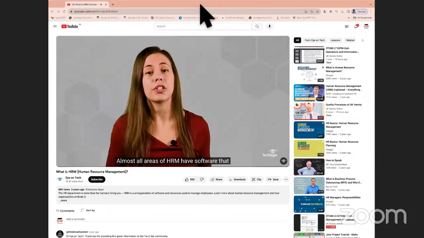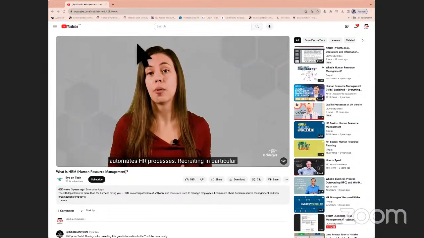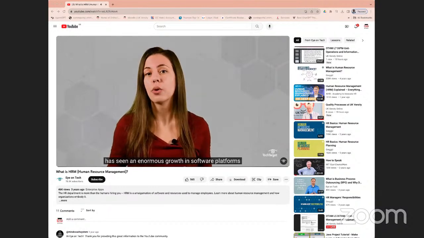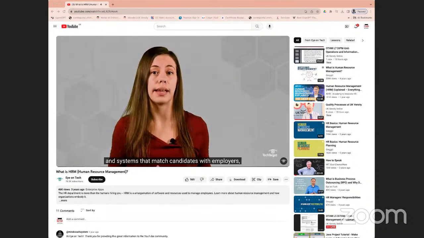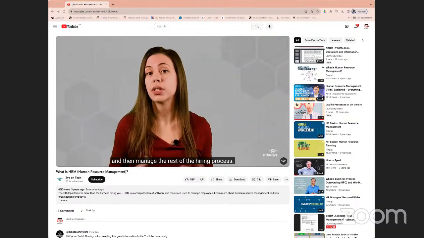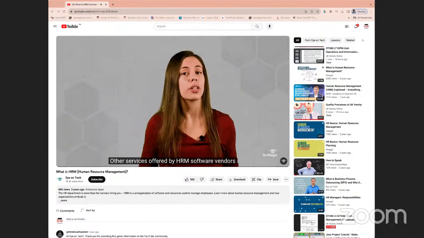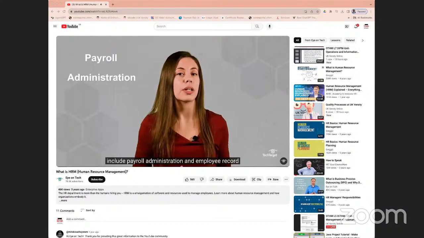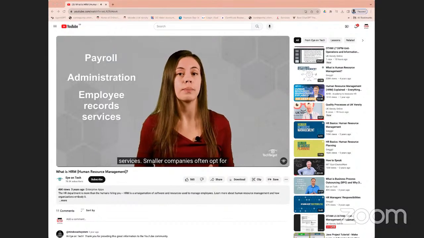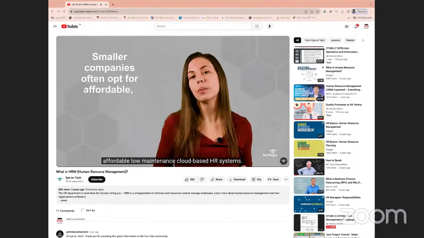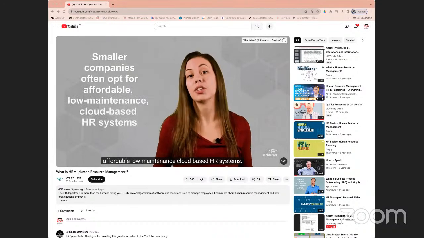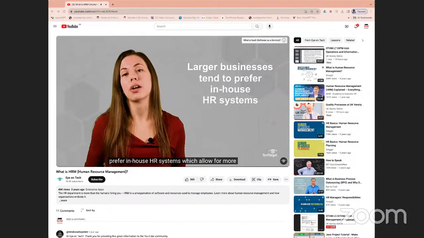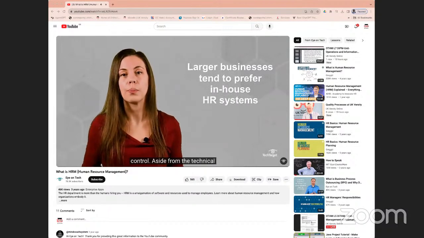Almost all areas of HRM have software that automates HR processes. Recruiting in particular has seen an enormous growth in software platforms and systems that match candidates with employers and then manage the rest of the hiring process. Other services offered by HRM software vendors include payroll, administration, and employee record services. Smaller companies often offer affordable, low-maintenance, cloud-based HR systems. Larger businesses, on the other hand, tend to prefer in-house HR systems, which allow for more control.